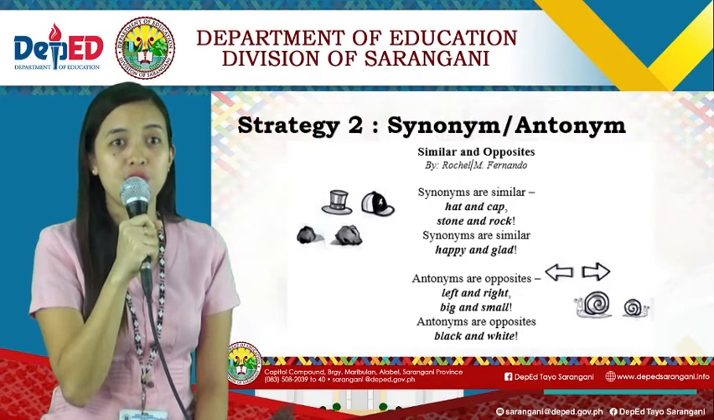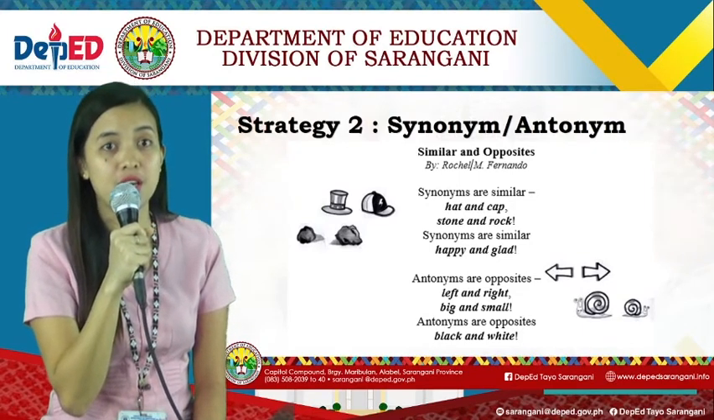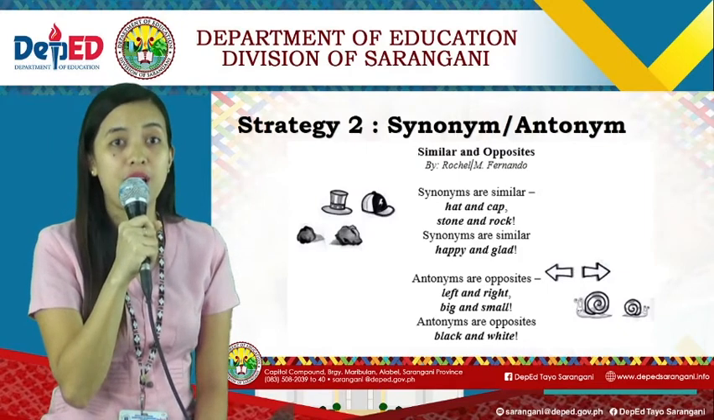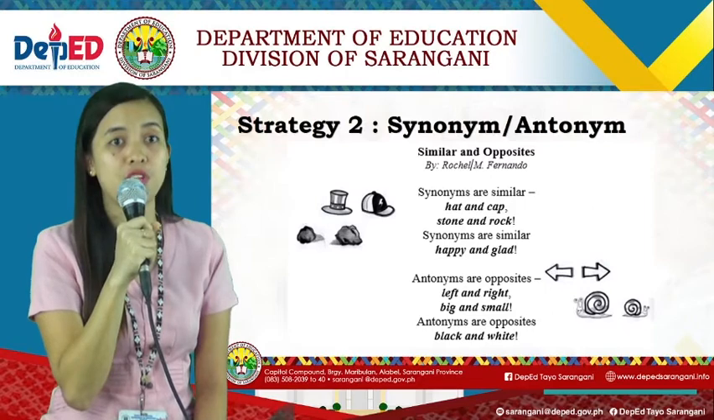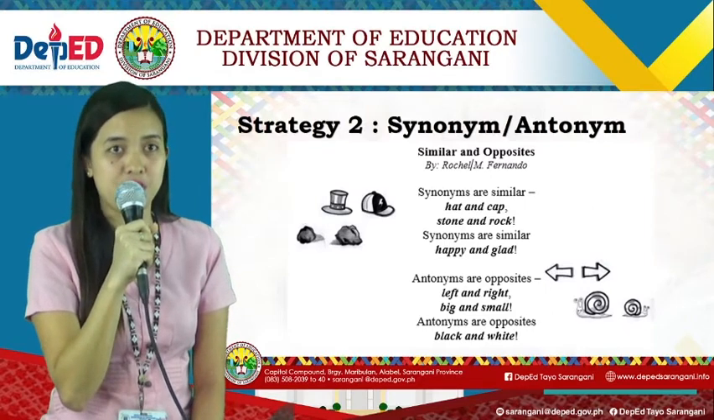Let's proceed to the second stanza. We have the words left and right, big and small, black and white. So these are words with opposite meaning, or these are what we call antonyms.